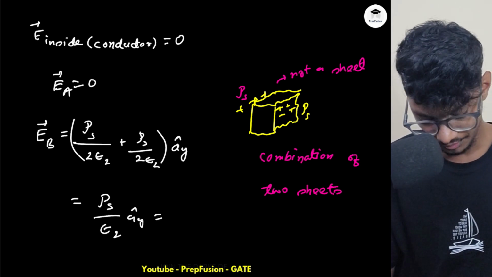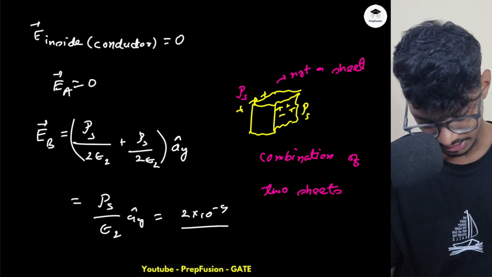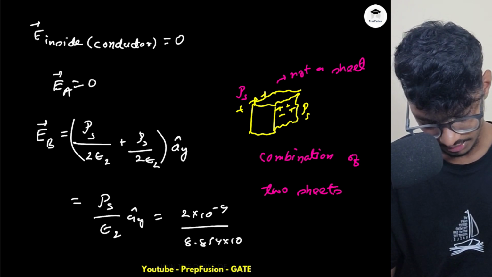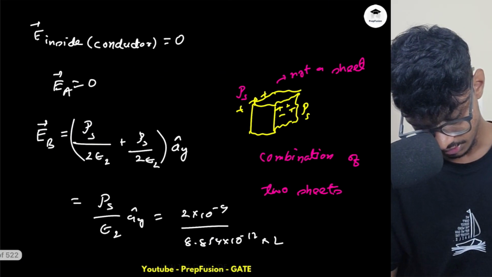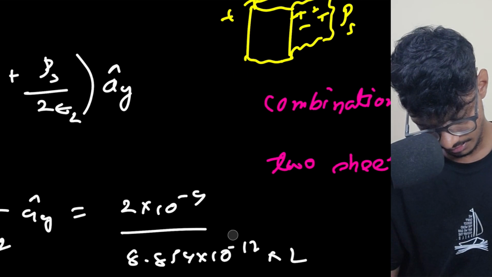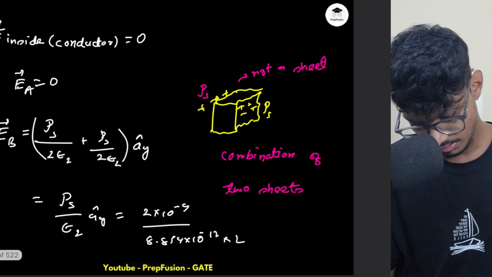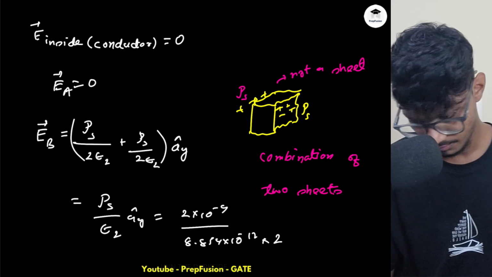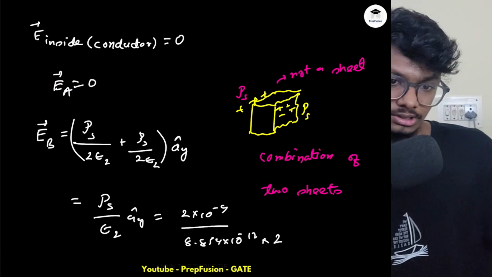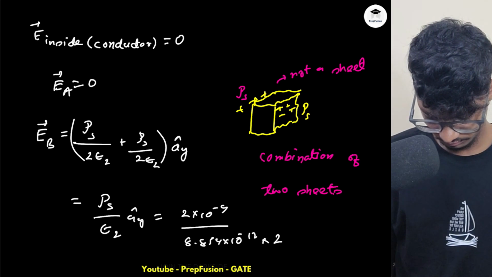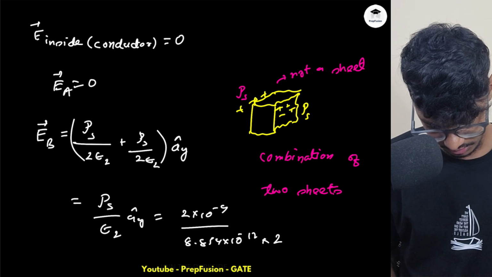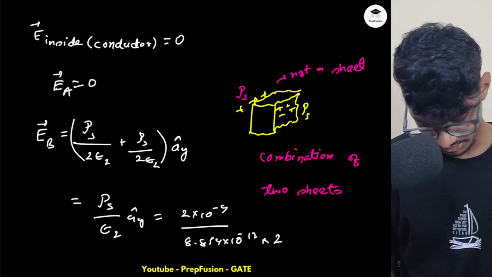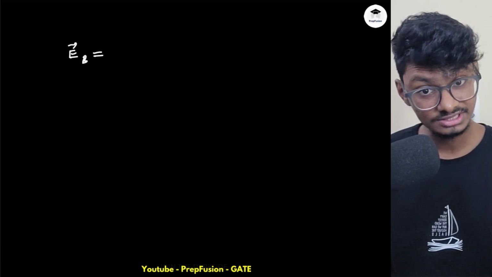And what is my rho s? Rho s is 2 nanocoulomb, 10 raised to power minus 9, and this is 8.854 into 10 raised to power minus 12 into 2. Epsilon r1 is 1, epsilon r2 is 2. I'll just quickly compute it. The 2 gets cancelled, and 10 cubed divided by 8.854 is almost 113.